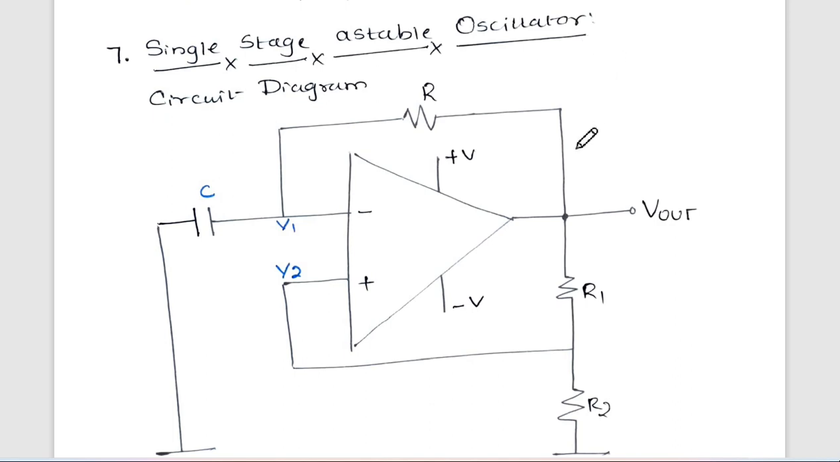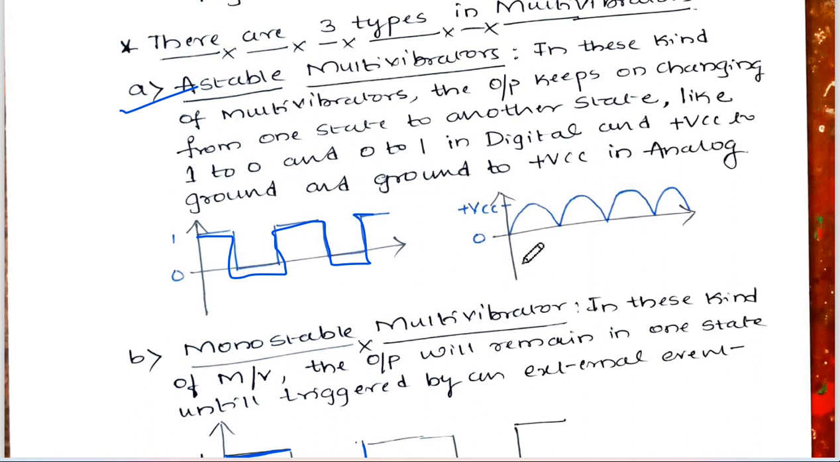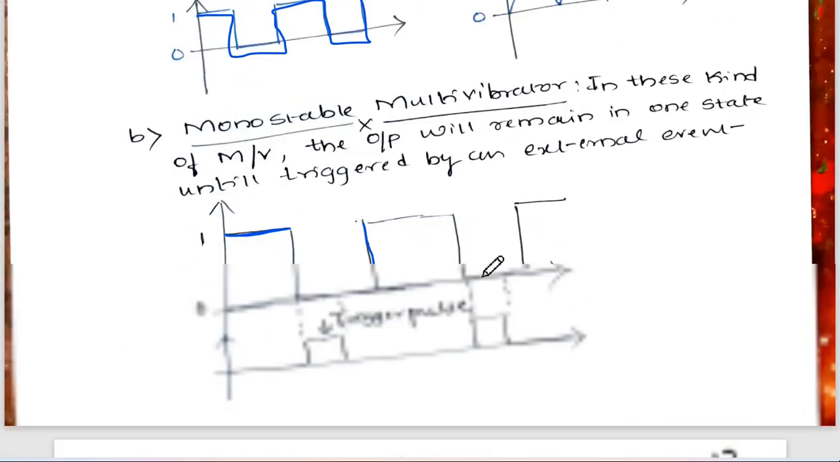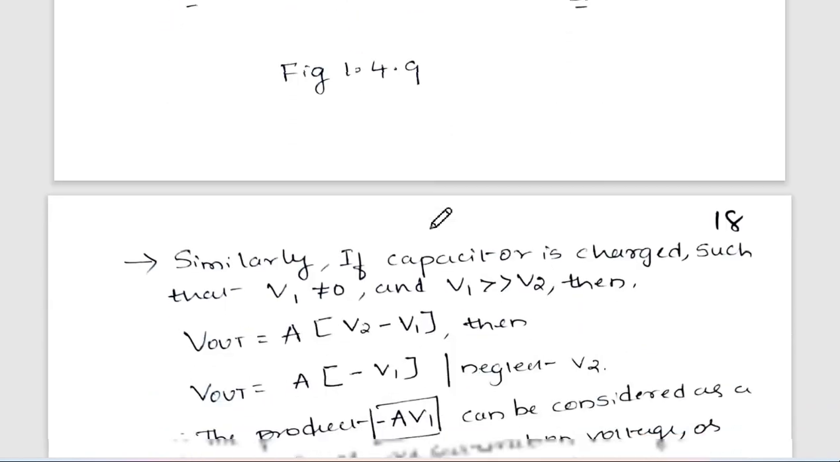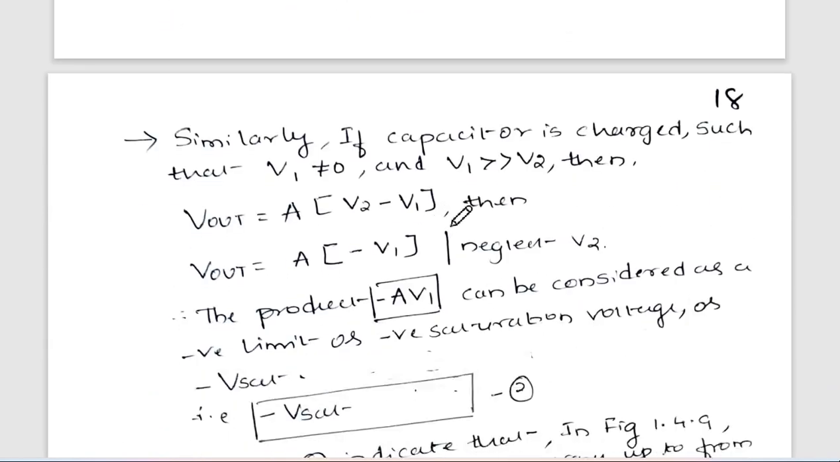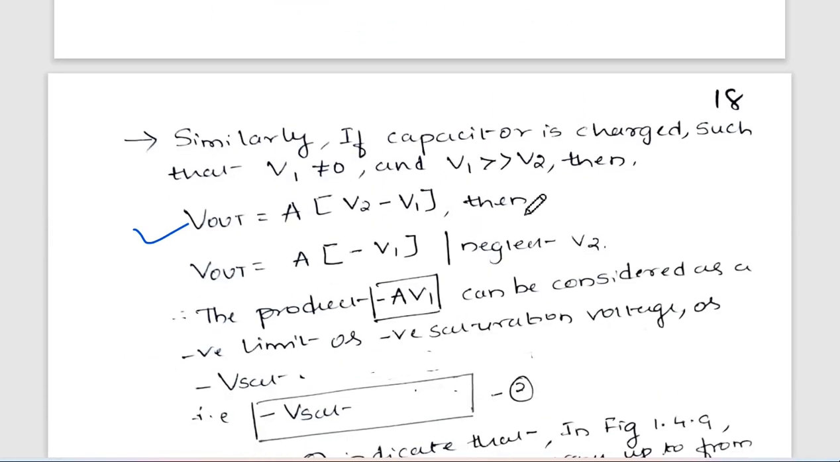Okay, based on this, we have to consider the single stage astable oscillator. So already we know the meaning of astable, which is able to produce continuous oscillation from one state to another state. In this particular topic, it is very simple. It will vary from plus V to minus V, or minus V to plus V. That's all. For this you need to just recollect the op amp output voltage definition. How V out is defined: voltage gain multiplied by non-inverting terminal voltage minus inverting terminal voltage, correct, in the op amp.